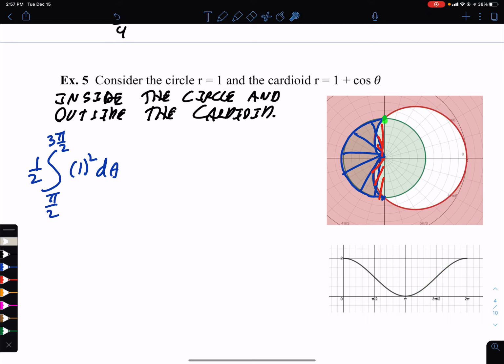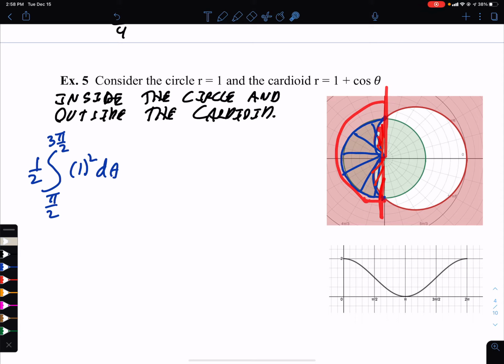So what angle is that point where r is 1? We could figure it out analytically, or it's quite obvious pi over 2. If we look at this graph, it equals 1 at pi over 2 and 3 pi over 2. So it looks pretty clear that this red area here is gotten by starting at this angle and sweeping all the way through to 3 pi over 2. You get these red pieces here. So you have to be able to see that.